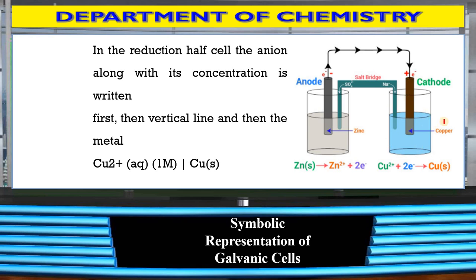Again, in the cathode compartment, we use copper as an electrode. First, I write the aqueous solution prepared by Cu plus 2 ion, present in aqueous form with a concentration of 1 molar. Then the copper electrode, which is present in solid state. And for the separation of the phases of the aqueous solution of copper sulfate and the metallic rod, I use a single vertical line for the difference between the phases of the electrolytic solution and electrode.